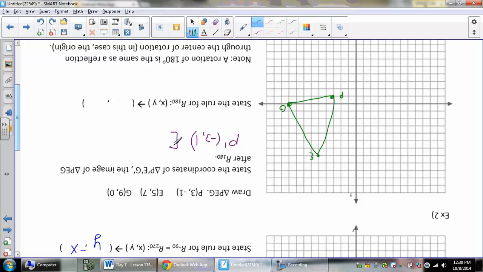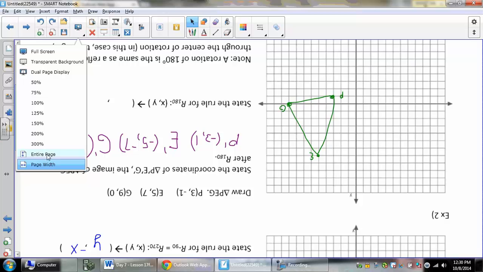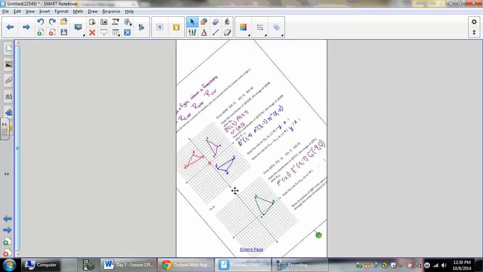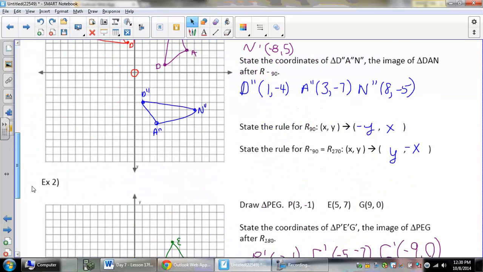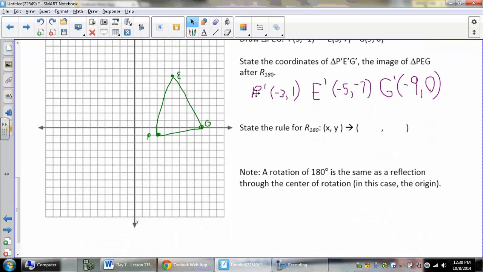And E prime, E ended up, let's see, 1, 2, 3, 4, 5, down, 1, 2, 3, 4, 5, 6, 7. E ended up at (-5, -7). And then G prime ended up at, well, let's see, it went all the way over 9. So (-9, 0). So there's peg. And now let's see, what did that really look like here? If I flip it back up, and I look at peg again. So my new coordinates are (-3, 1), (-5, -7), and (-9, 0).